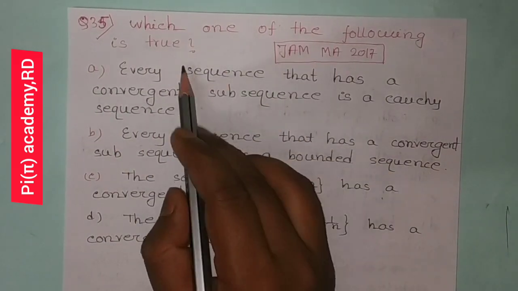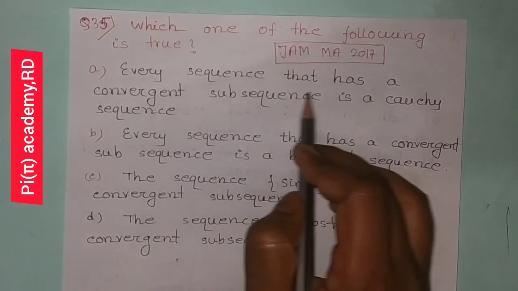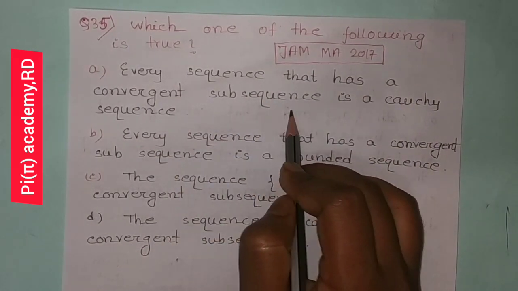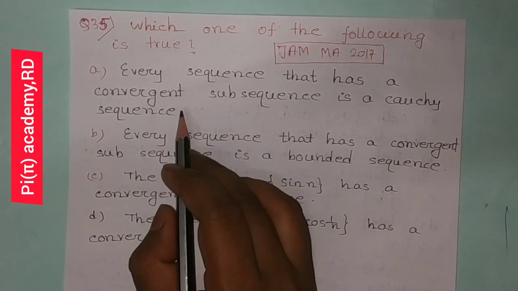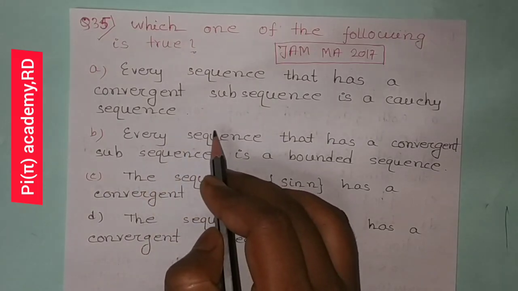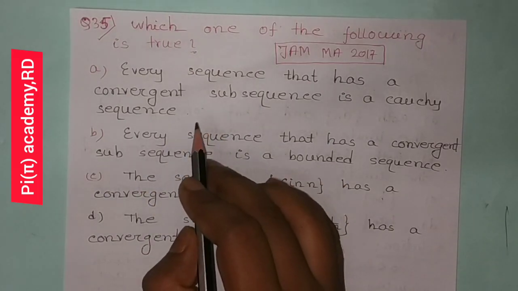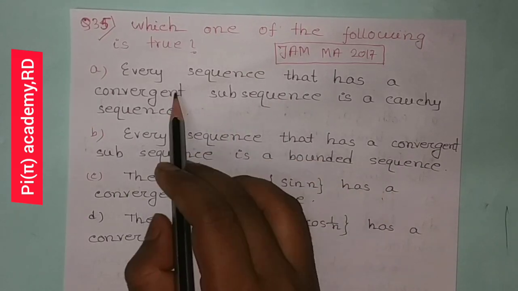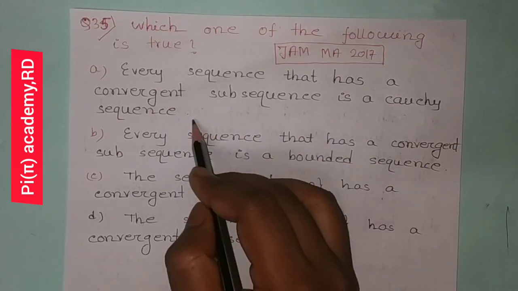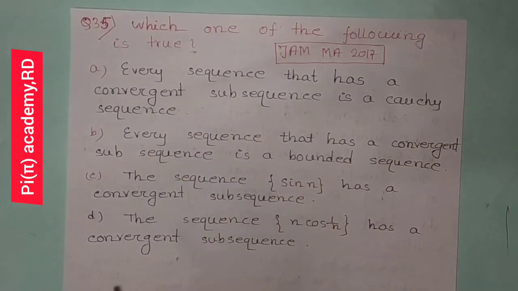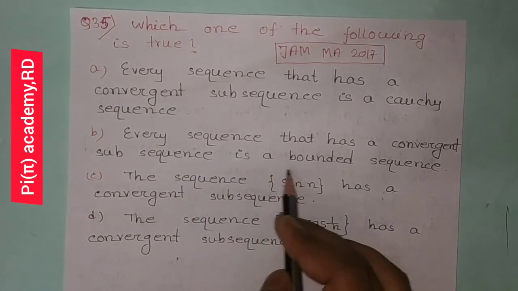Now question number 35. Which one of the following is true? JAM MA 2017. Every sequence that has a convergent subsequence is a Cauchy sequence. It is not true. We know that if a sequence is convergent, then it is a Cauchy sequence, and if a sequence is Cauchy, then it is convergent. But here it is given that every sequence that has a convergent subsequence is a Cauchy sequence, hence it is not true.